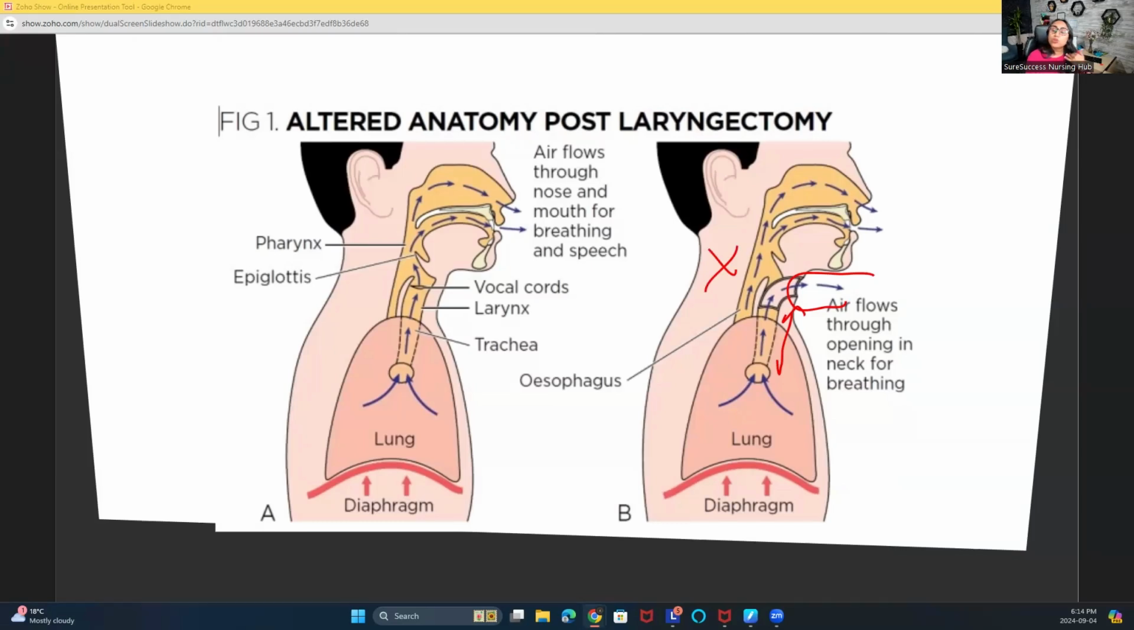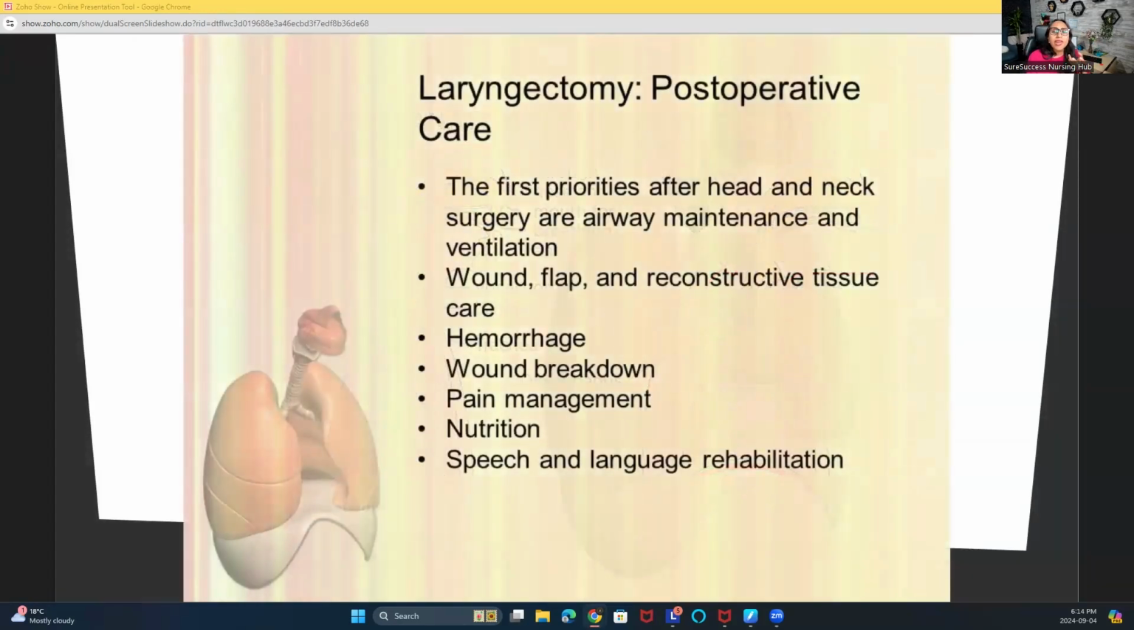Now let's discuss the post-operative care for these surgeries. Whenever you have any surgery, be it tonsillectomy, tracheostomy, laryngectomy, or a motor vehicle accident with plastic surgery, whenever you have head and neck surgery, make sure airway maintenance is your priority.